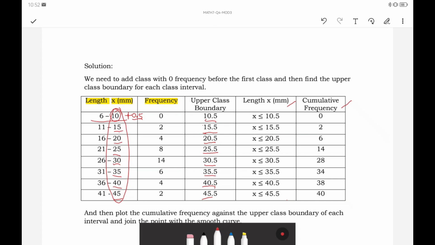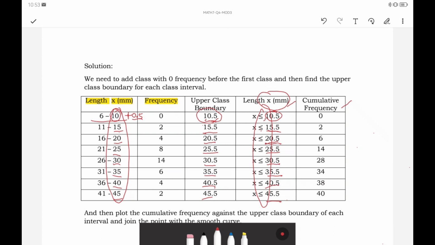Now we can assume that the length in millimeters is less than or equal to 10.5. Since this is the upper class boundary, our boundary is 10.5, so it should be less than or equal to. As well as for the others, the length should be less than or equal to its upper class boundary. Whatever your boundary is, that is it, and the symbol should be less than or equal to.